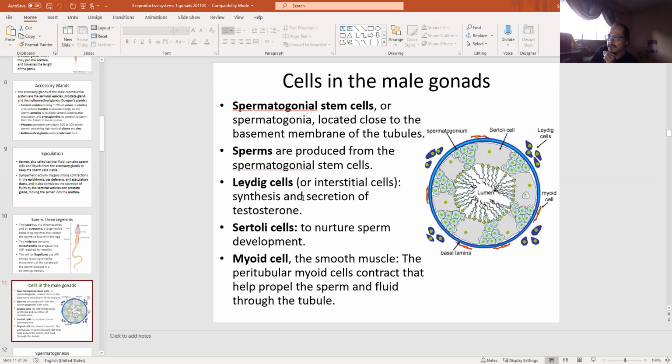And then we also have the Leydig cell. Where is the Leydig cell? Right here. The Leydig cell produces testosterone, the male sex hormone. We also have the myoid cells, the smooth muscle cells right here. Smooth muscle cells contract and squeeze this tubule to propel the movement of the sperm.